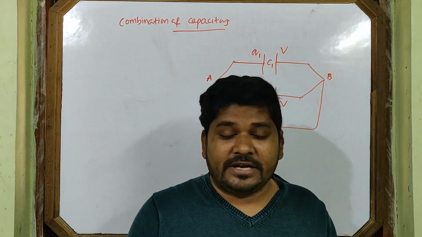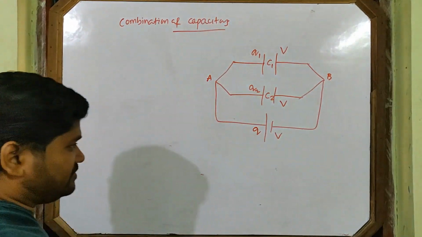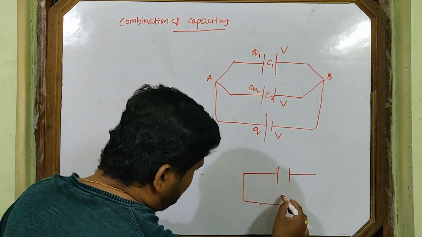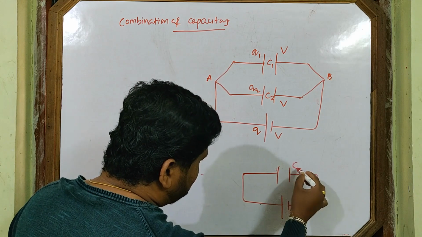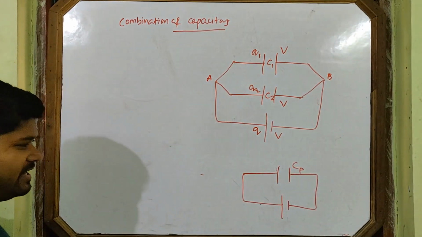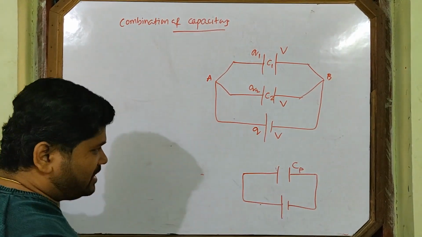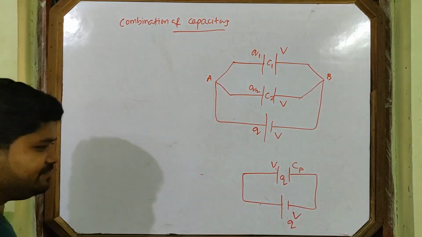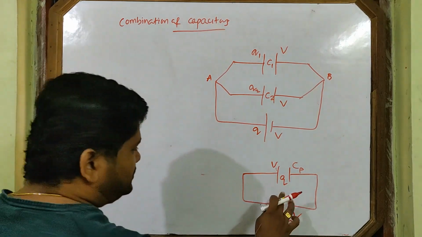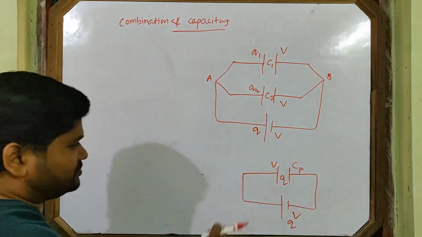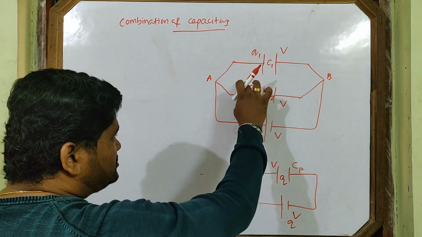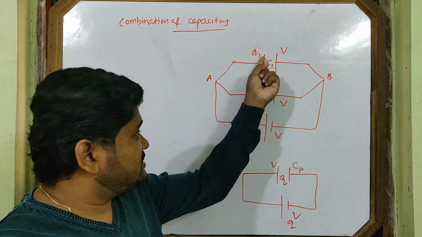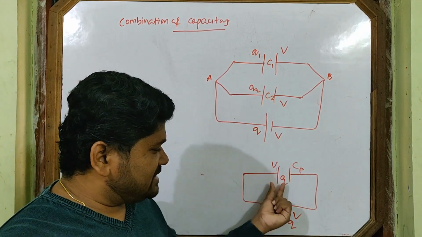Now we'll see what the effective capacitance is in parallel combination. When these two capacitors are treated as one capacitor, this is the effective capacitance. Cp, I write as the symbol for effective capacitance in parallel. So this is V, this is Q, here also V, here also Q. The total charge provided is Q, so Q1 plus Q2 is equal to Q.